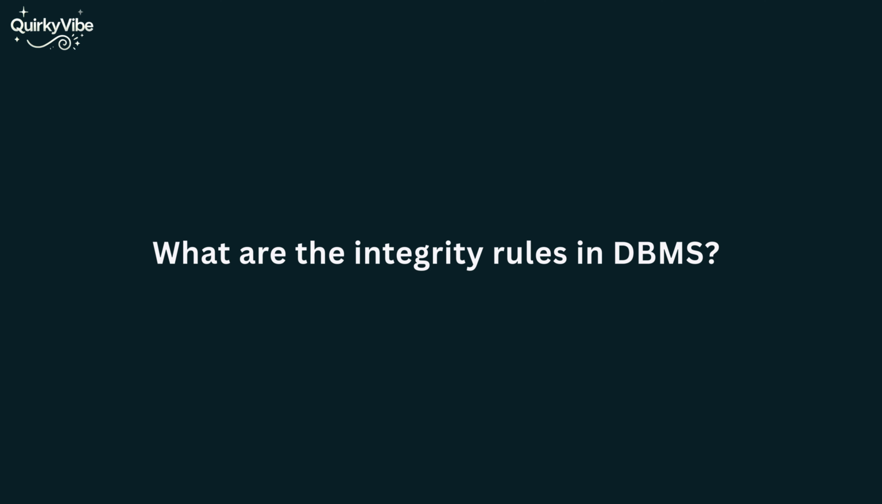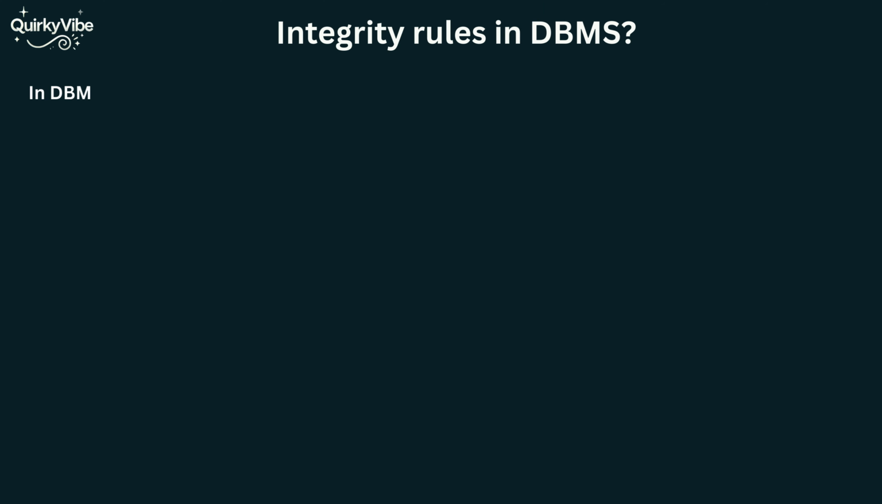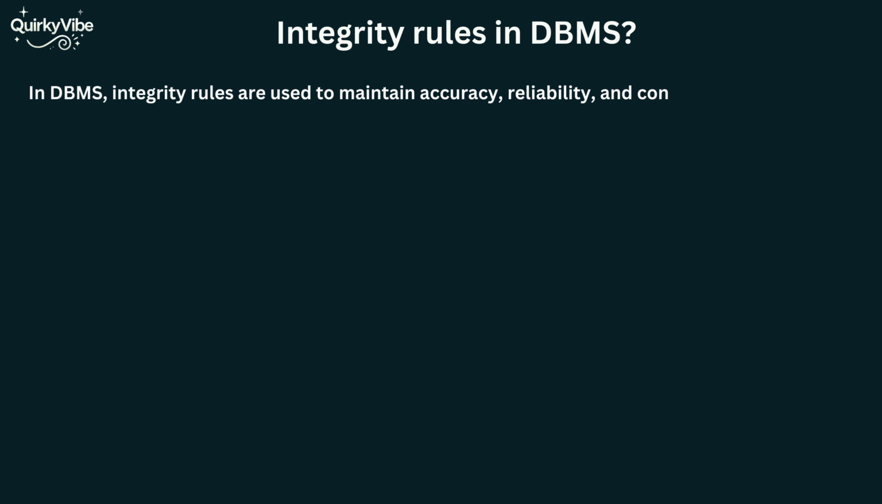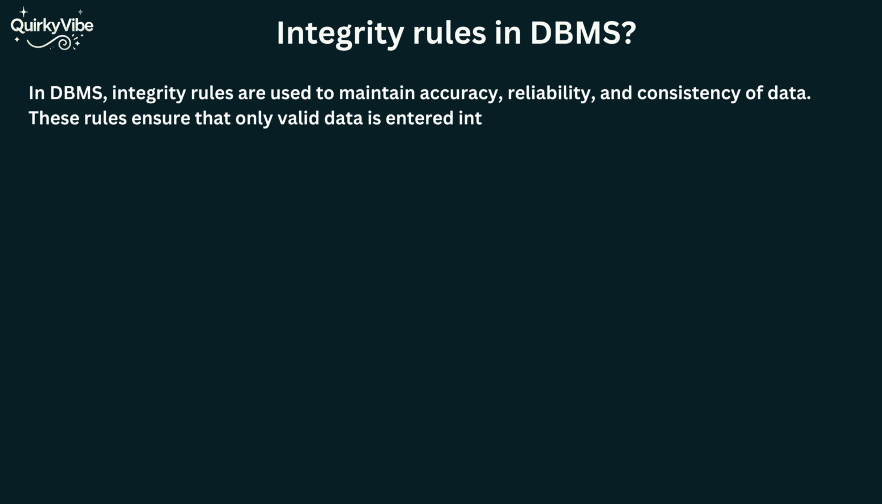What are the integrity rules in DBMS? In DBMS, integrity rules are used to maintain accuracy, reliability, and consistency of data. These rules ensure that only valid data is entered into the database and that relationships between data remain correct.